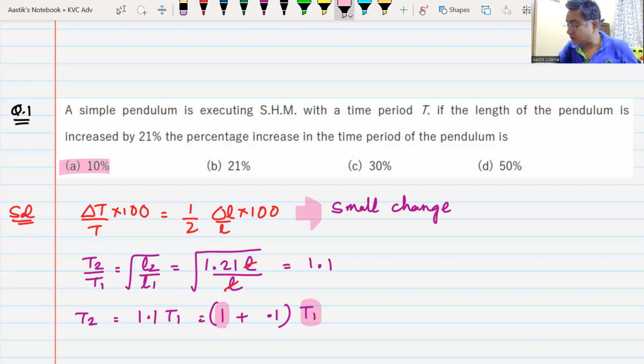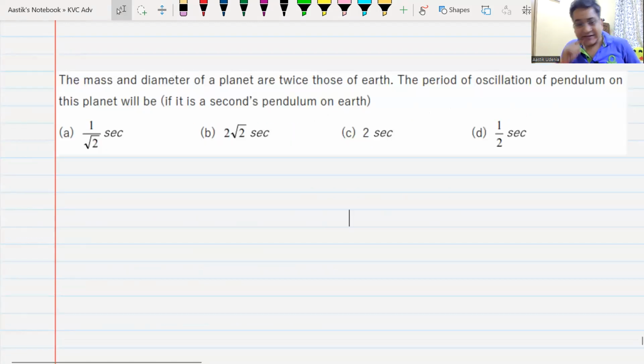Move on to the next question. Do it fast so that I can do whatever questions I want to do, because SHM has to finish today. This one: the mass and diameter of a planet, we just now finished gravitation. The mass and diameter of a planet are twice as that of Earth. The time period of oscillation of a pendulum on this planet, it is a seconds pendulum on Earth.